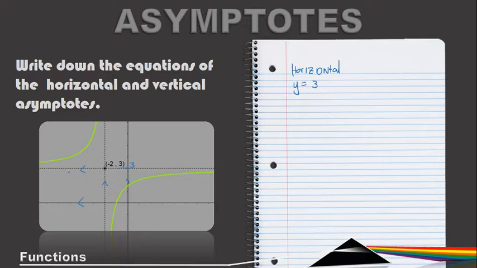And then for the vertical asymptote, since we have -2 over here, the x-intercept here is -2, then the vertical asymptote is x equals -2.